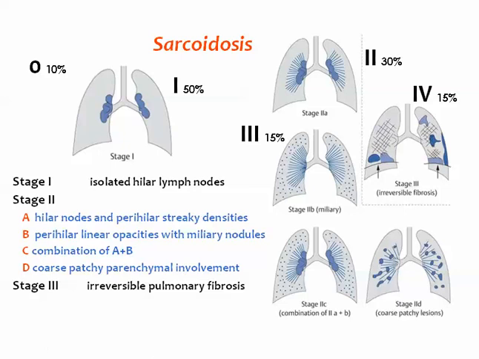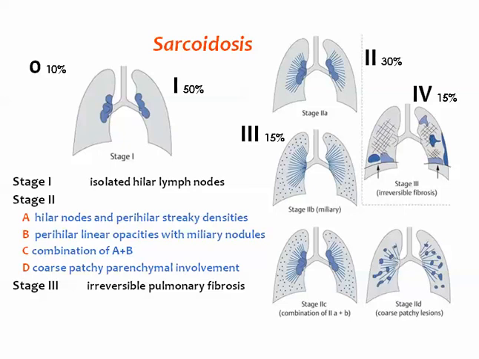Then we came to the sarcoid. Sarcoid has many different classifications according to the grades. Some of the classifications include grade 0, 1, 2, and so on. Other classifications include stage 1, stage 2, A, B, C, and D, then stage 3. Don't bother yourself. If you see lymph nodes only in the chest, bilateral, symmetrical, they are called potato lymph nodes, then you consider this stage 1 sarcoid.